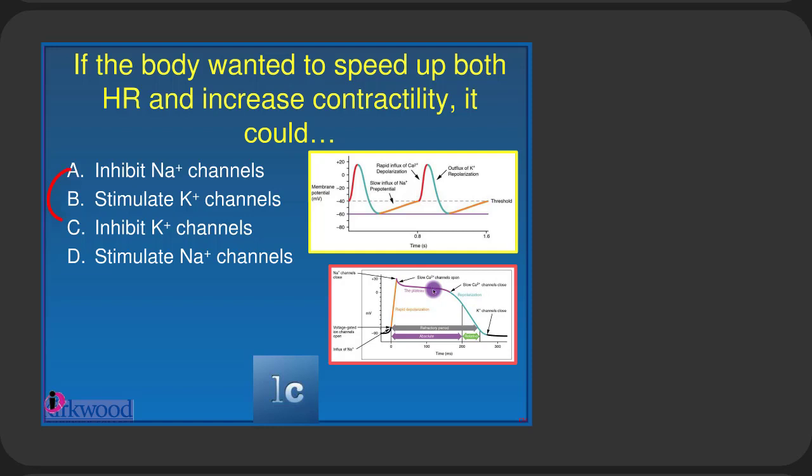So probably the best answer, in the NCLEX test or a lot of board exams, there might be multiple right answers, but you have to find the best answer or the best right answer. The best right answer here is to stimulate potassium channels. If you stimulate potassium channels, the blue line comes down faster and you go through the action potential faster. In the cardiac muscle, remember, potassium and calcium are linked or coupled together. So if more potassium is allowed to exit the cell, more calcium comes into the cell. More calcium into the cell would increase contractility.